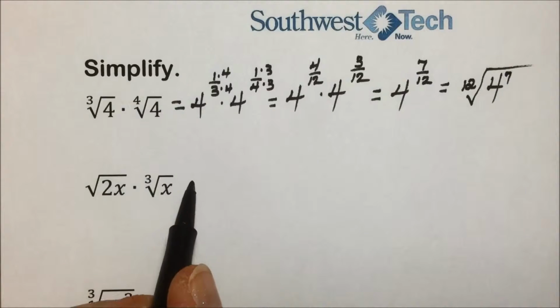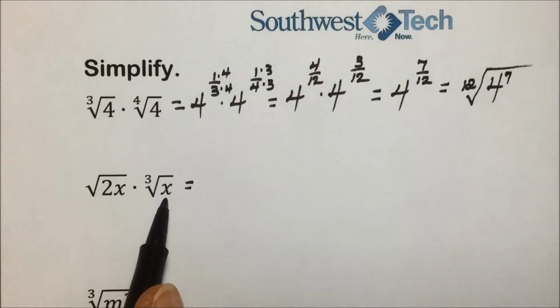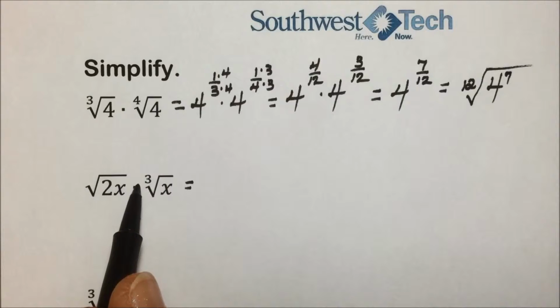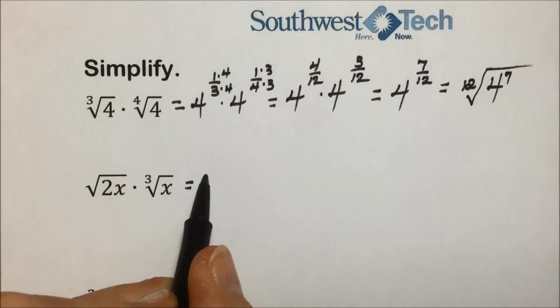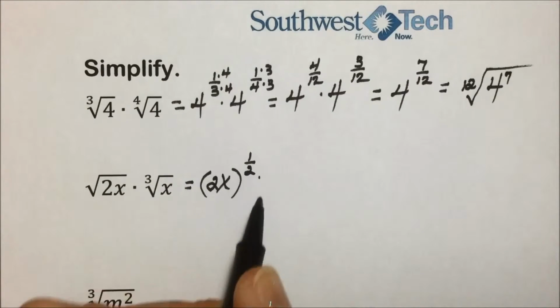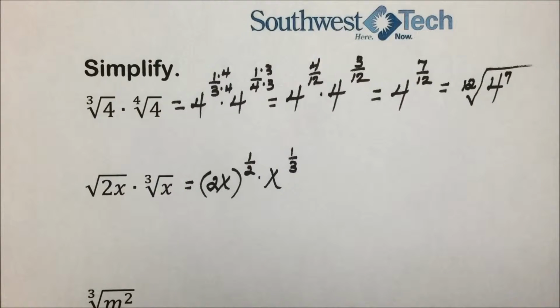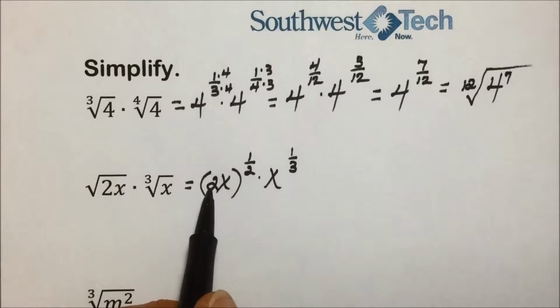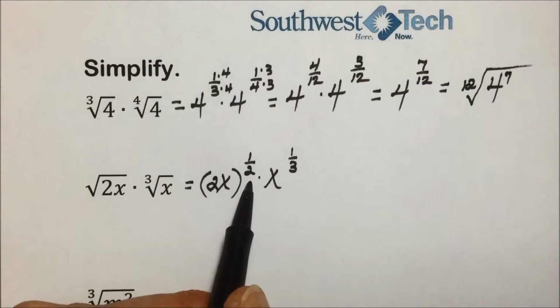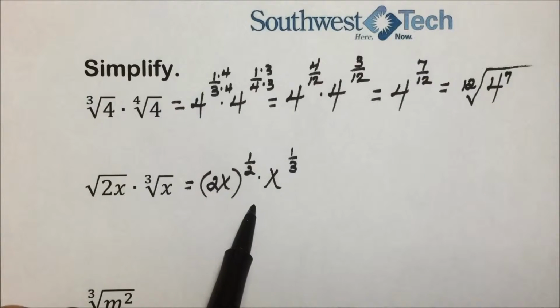In the next one, very similar, we have the square root of 2x times the cube root of x, and because the indices aren't the same, we have to convert these into exponential form. So we have the radicand 2x to the 1/2 power times x to the 1/3 power. Simplifying using our exponent rules, we have a product raised to a power that will simplify, but in anticipation of eventually having common bases, let's get a common denominator on our exponents.